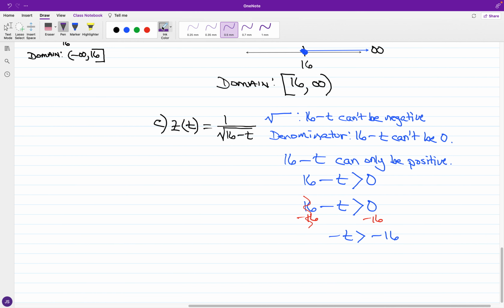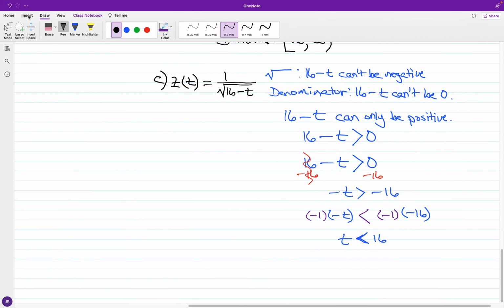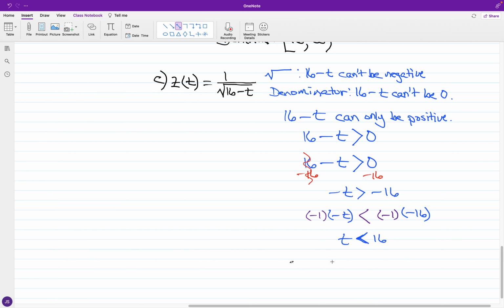And again, if I change the signs, either multiplying or dividing by a negative, so I have negative 1 times negative t, and the greater than changes over to less than. And so we have negative 1 times negative t is positive t, and t is less than negative 1 times negative 16, which is going to be 16. So I have t is less than 16. All right, and unlike parts A and B, 16 is not included.